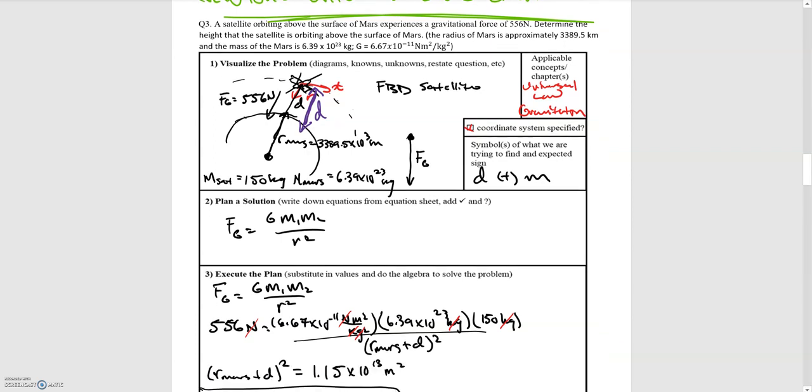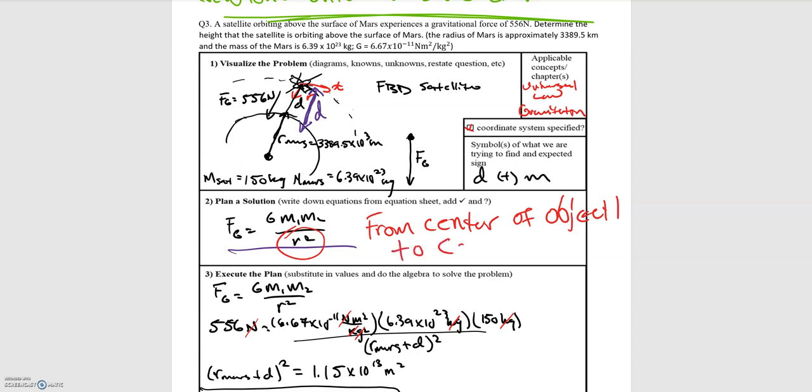This is pretty standard. You're just going to be using Newton's universal law of gravitation, the equation right here: G, the gravitational constant, times the first mass times the second mass, divided by the radius squared. The one thing I do want to point out about this problem is what this radius means. This radius means from the center of object 1 to the center of object 2. And what that corresponds to is the center of Mars to the distance of the orbit.